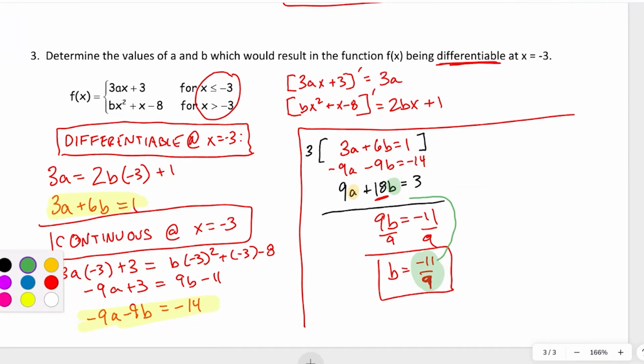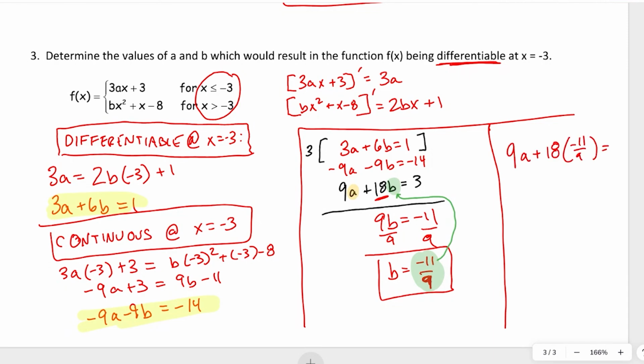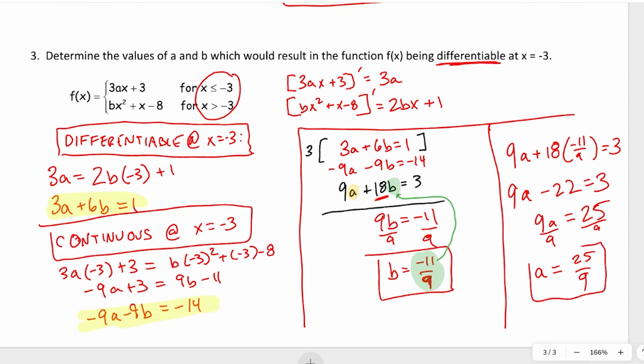So let's go ahead and do that. We're going to take this, put it in right here, and that'll give me 9a plus 18 times negative 11 over 9 equals 3. Now, 18 divided by 9 is 2. So really we have 2 times negative 11, which is negative 22. If I add 22 to both sides, I'm going to get 9a equals 25. And then finally, dividing both sides by 9 is going to give me my a value, which is 25 over 9. And so now I've got a and b.